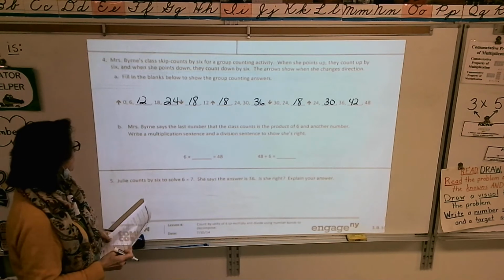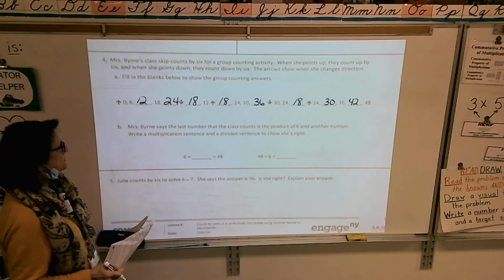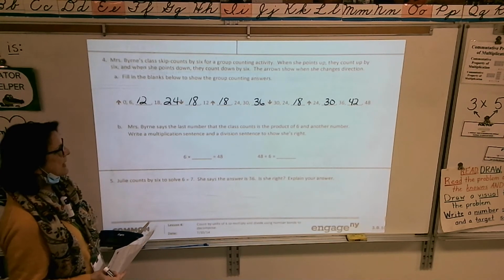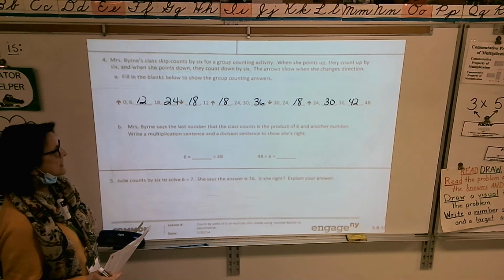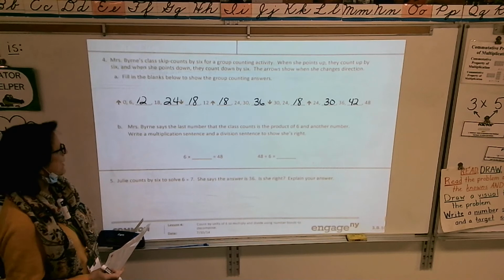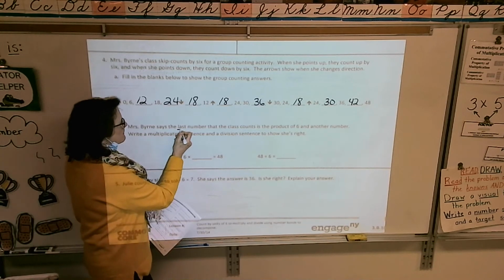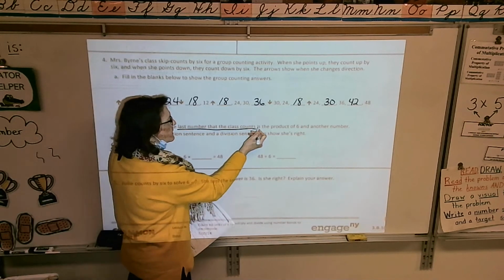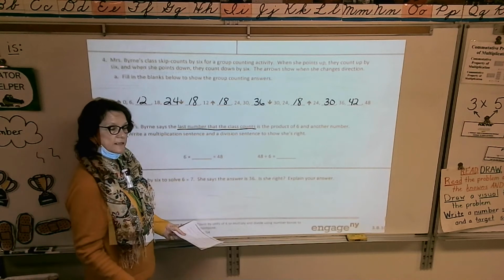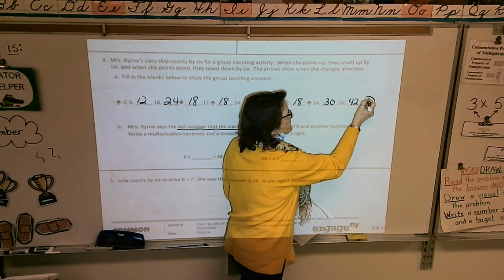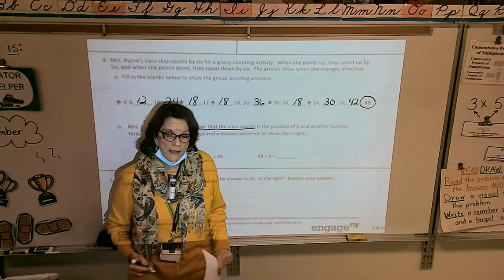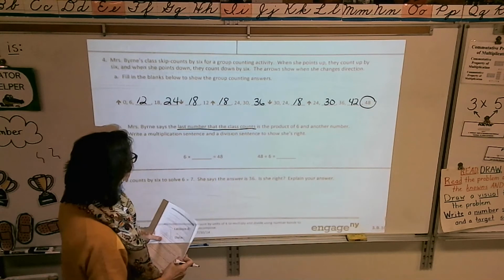Okay? Now, part B says, Mrs. Burns says the last number that the class counts is the product of 6 and another number. Write a multiplication sentence and a division sentence to show she's right. So she says the last number the class counts. So I'm going to go back up here. Well, what is the last number the class counts? Well, it's all the way at the end here. I'm going to circle it. The last number the class counts is 48.